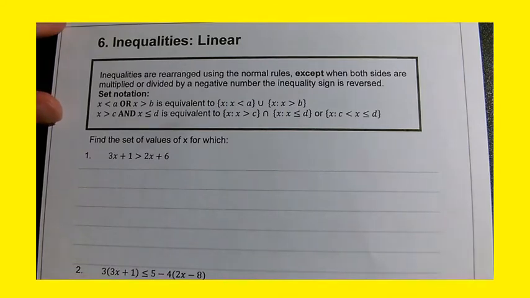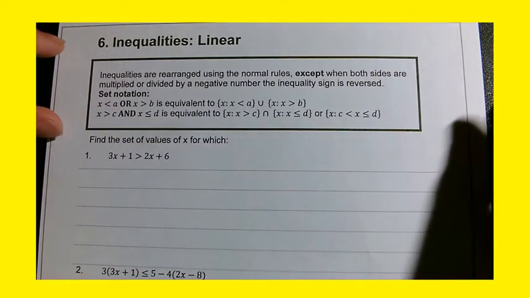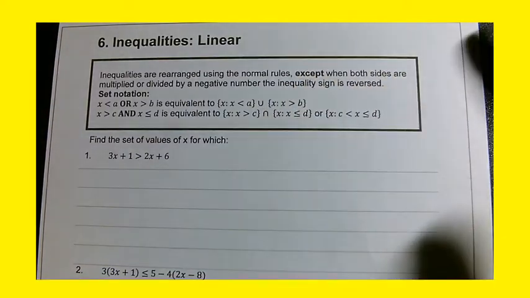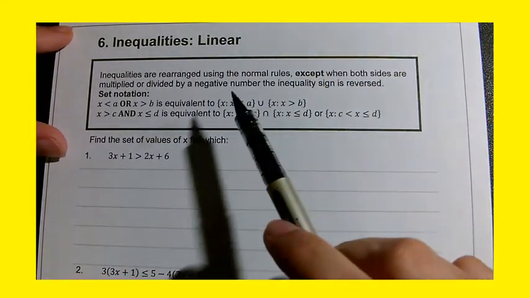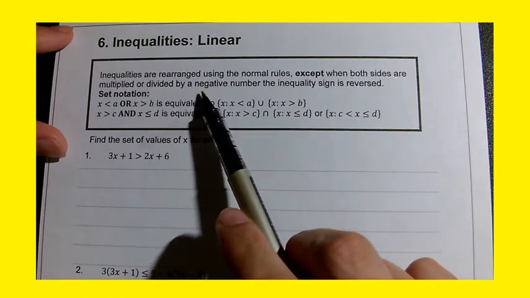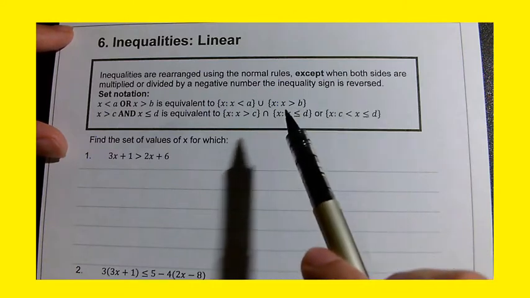It's basically a mathematical way of describing the relative value of numbers to each other. Okay, so which number is bigger than which number, or greater than or equal to, or less than or equal to. So inequalities are rearranged using normal rules, except when both sides are multiplied or divided by a negative number, the inequality sign is reversed. That's something you should remember from GCSE.